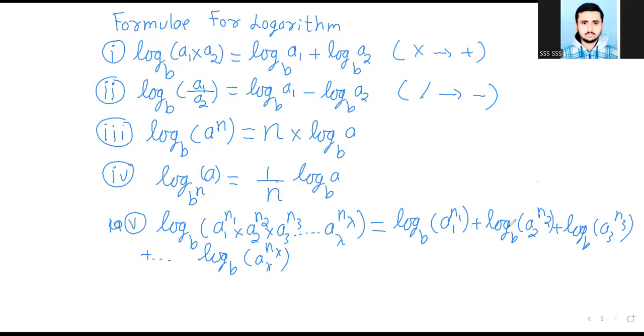Now, each of these powers can get converted into multiplication. So our result becomes n1 log a1 base b plus n2 log a2 base b up to n lambda log a lambda base b. Let's check the next type of question.